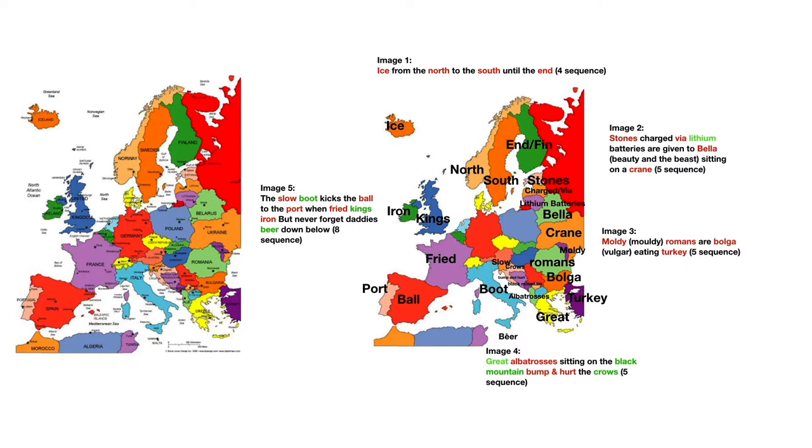Montenegro becomes Black Mountain. Monte, mountain. Negro, black. Bosnia, Herzegovina, becomes bumps and hurt. Croatia becomes crows. Slovenia becomes slow. Italy becomes a boot. Now I've changed here from going to similar words to what it looks like, because Italy is a football boot kicking a ball. And the ball is Spain.